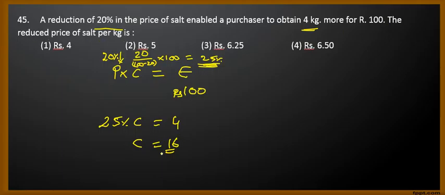So this is the initial consumption, but after the price is reduced by 20%, what is the overall consumption? 20 kgs. This is after reduction, 20 kgs, because he purchased 4 kg more. So 20 kg is equivalent to how much is given? 20 kg price is equivalent to 100. So 1 kg cost price will become 5 rupees. So the answer is option 2.